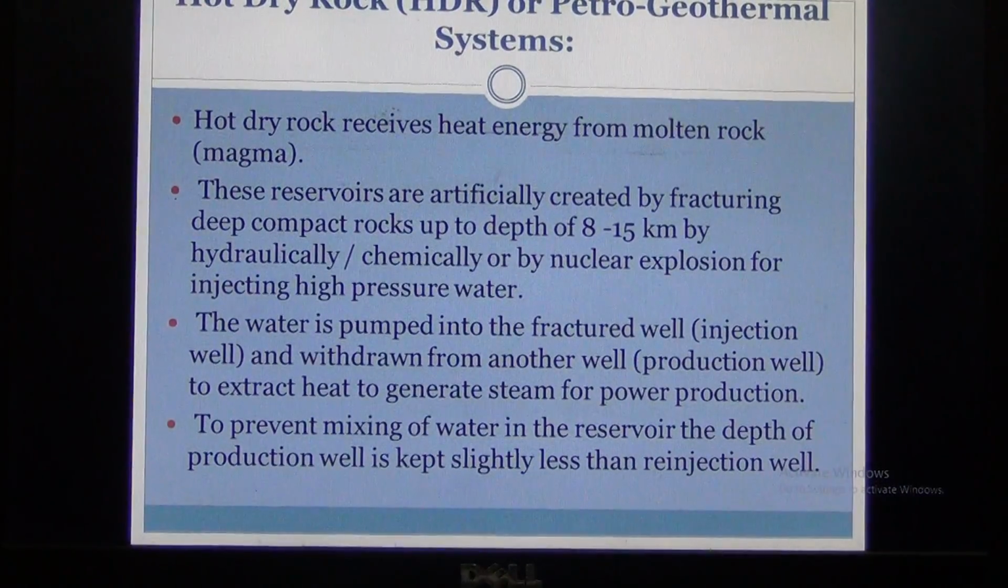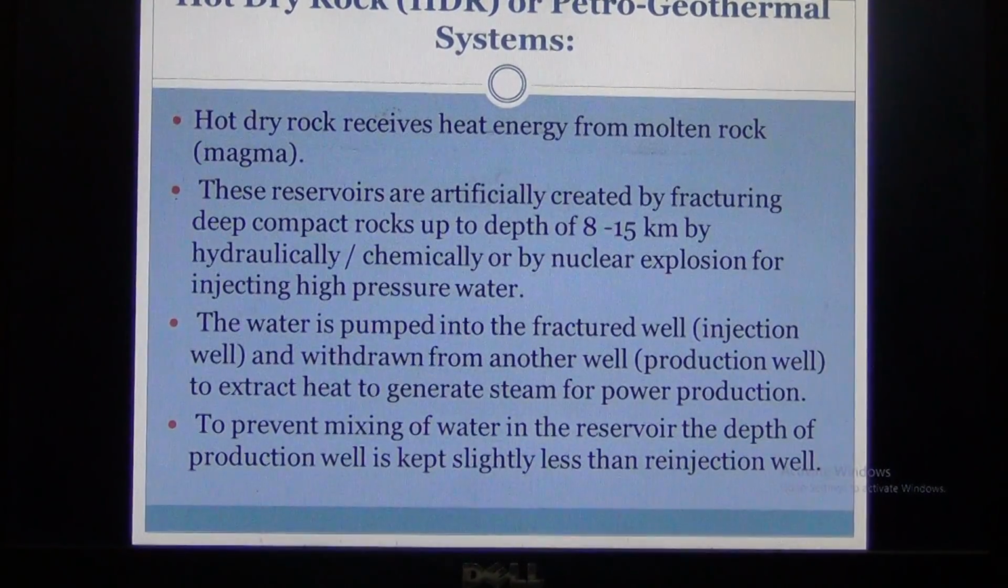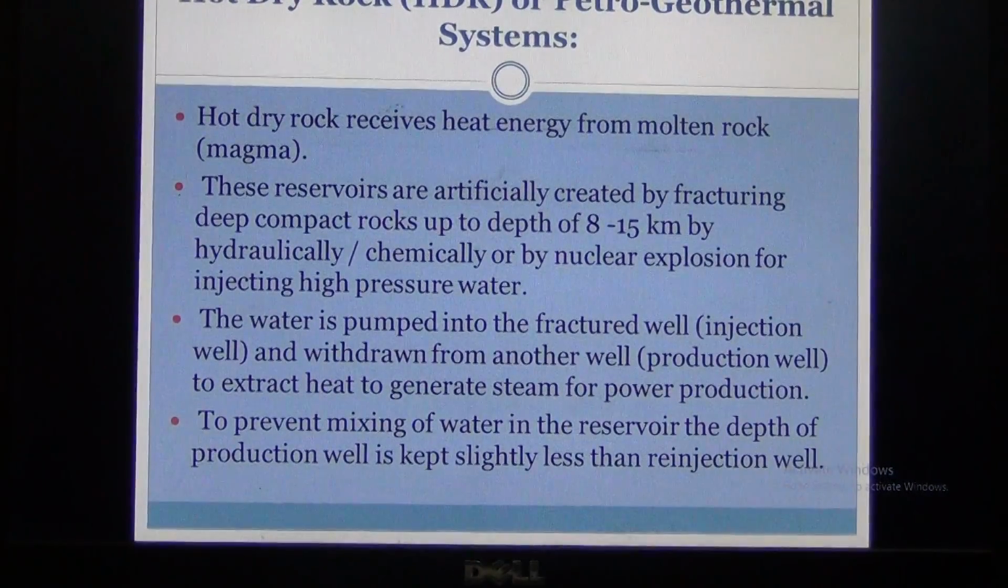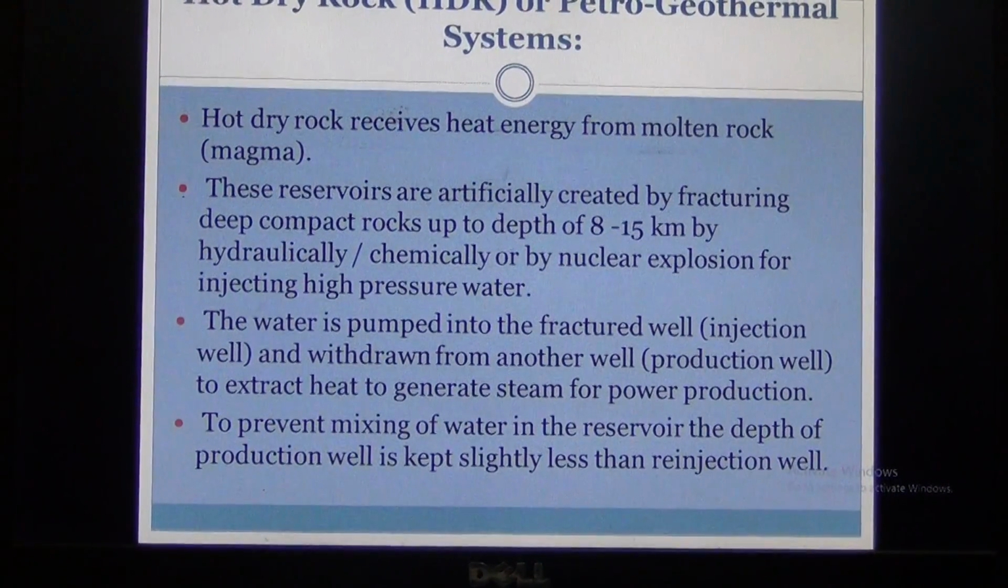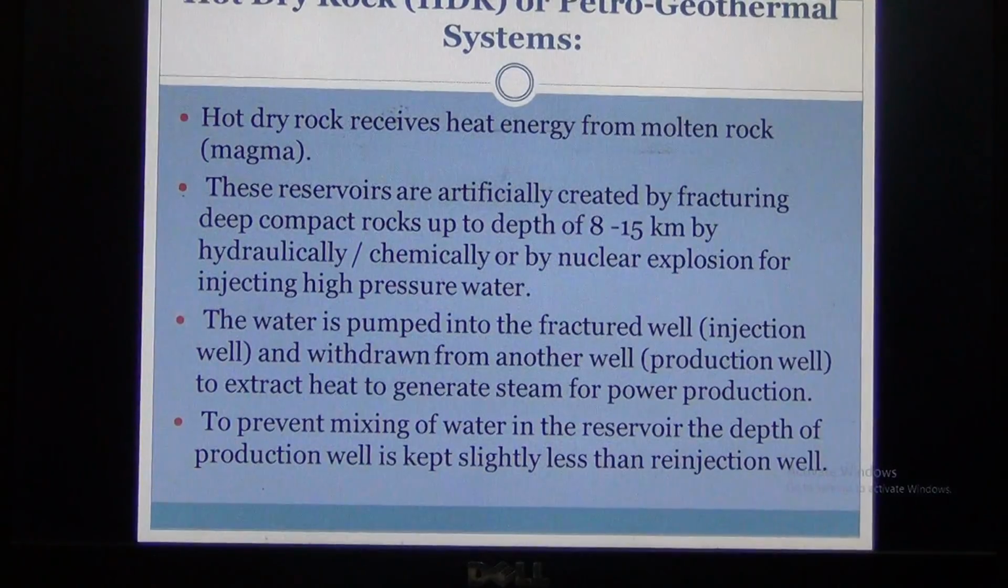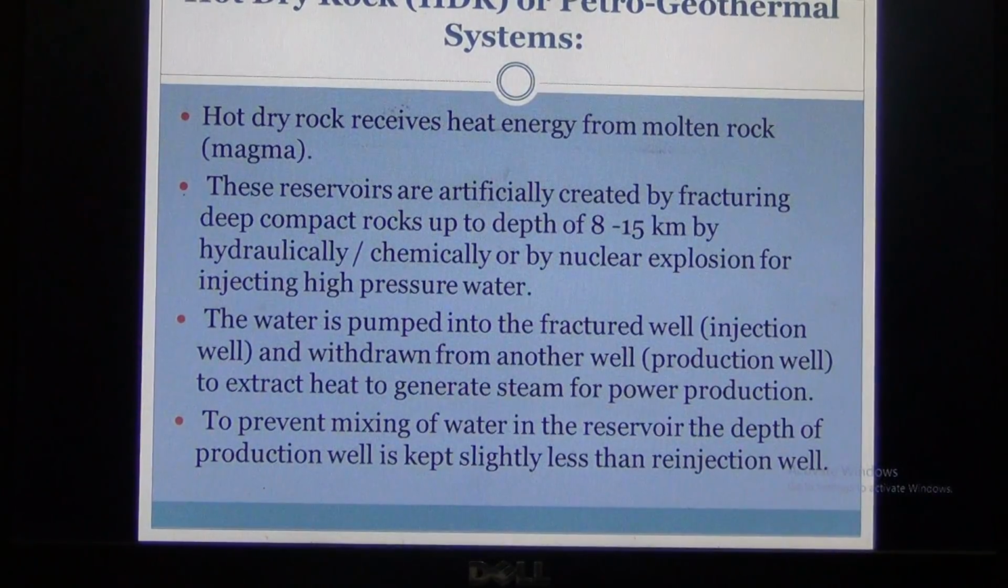Hot dry rocks, HDR, or petro-geothermal systems. Hot dry rocks receive heat energy from the molten rock, that is the magma. These reservoirs are artificially created by fracturing deep compact rocks up to a depth of 8 to 15 kilometers, hydraulically or chemically or by nuclear explosion, for injecting high pressure water.